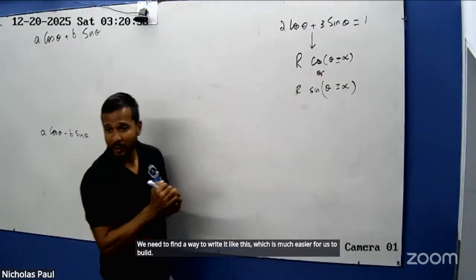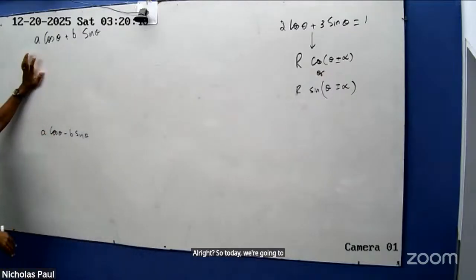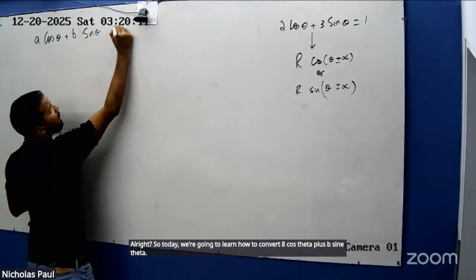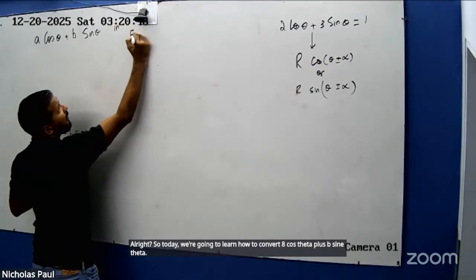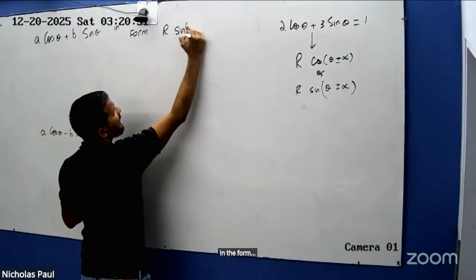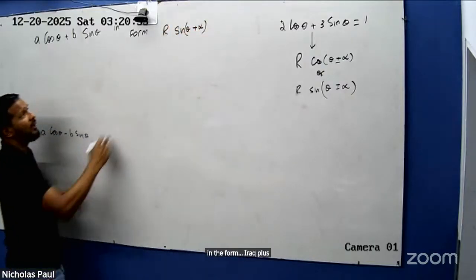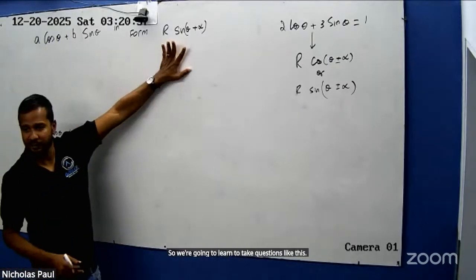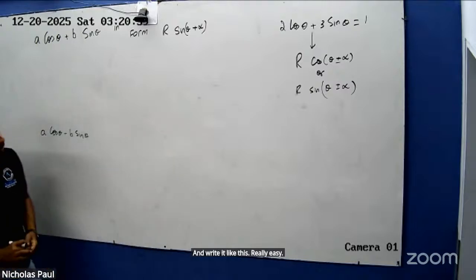All right? So today, we're going to learn how to convert A cos theta plus B sin theta into the form R sin(theta plus alpha). So we're going to learn to take questions like this and write it like this. Real easy. All right? So here's what you do.